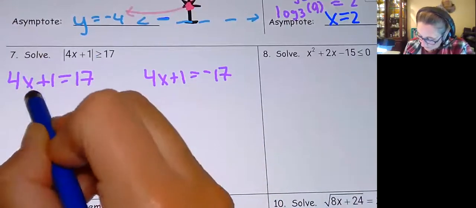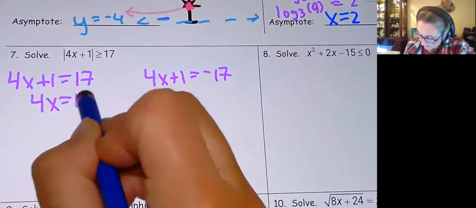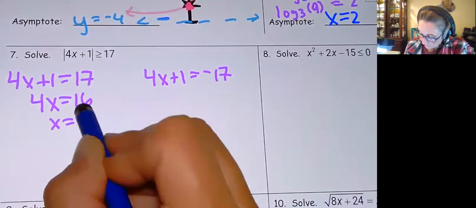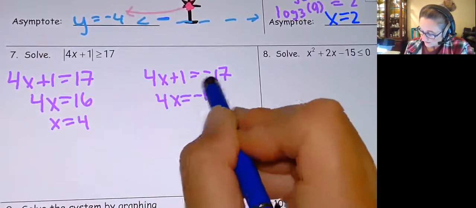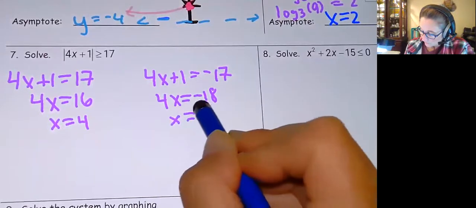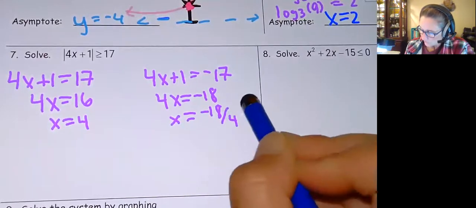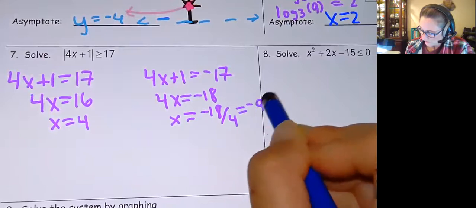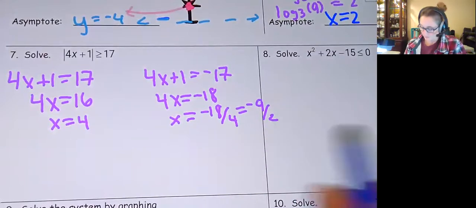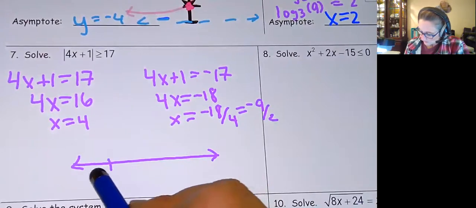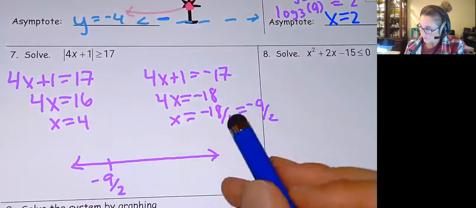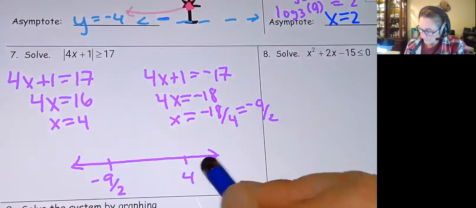So I'm going to get 4x is equal to 16. I'm going to get x is equal to 4. 4x is equal to negative 18. X is equal to negative 18 over 4, or negative 9/2. Either one's acceptable. So I'm going to plot those. Let's say I keep it as 9/2, make it a little nicer, and 4.